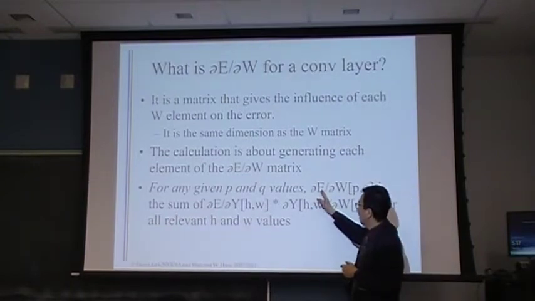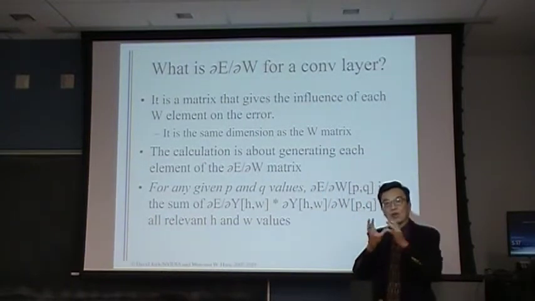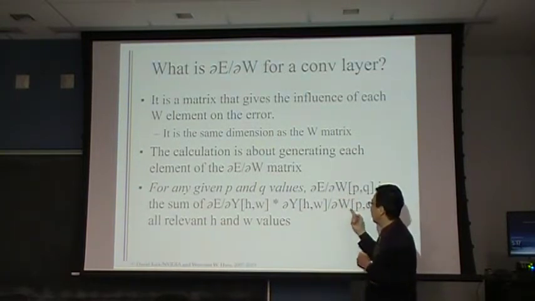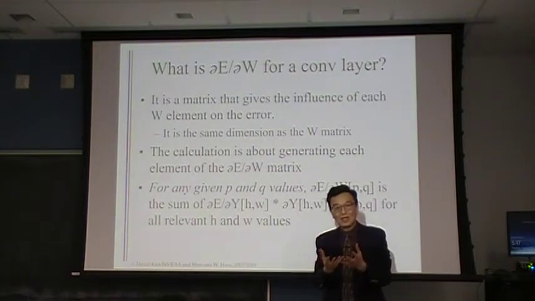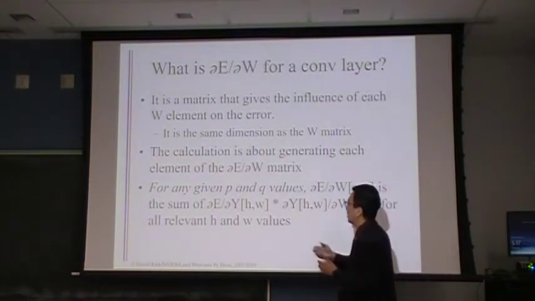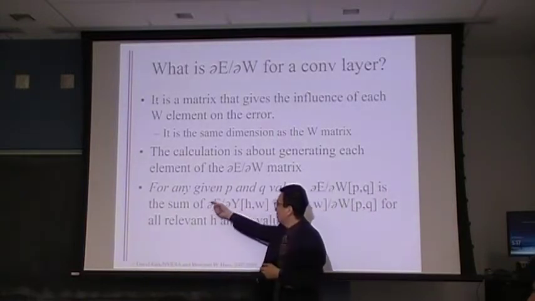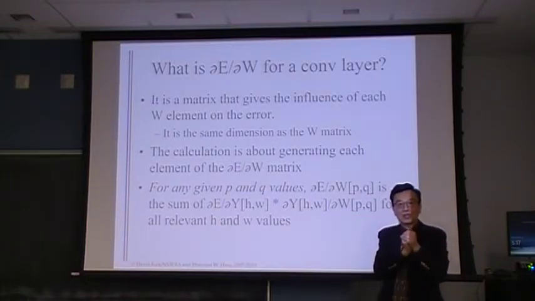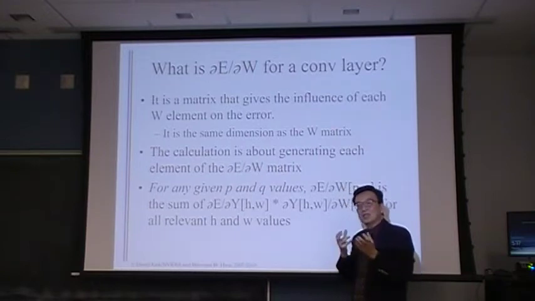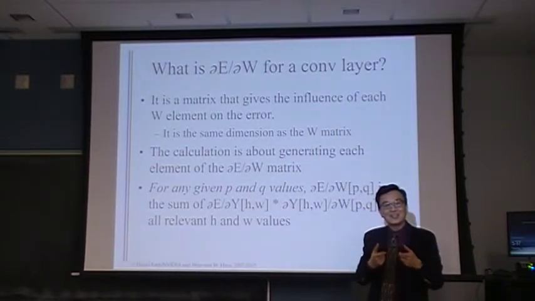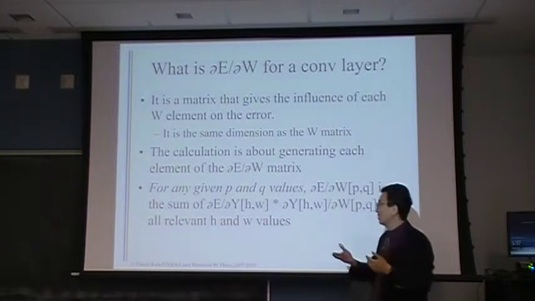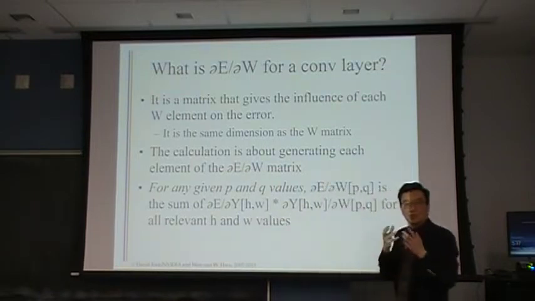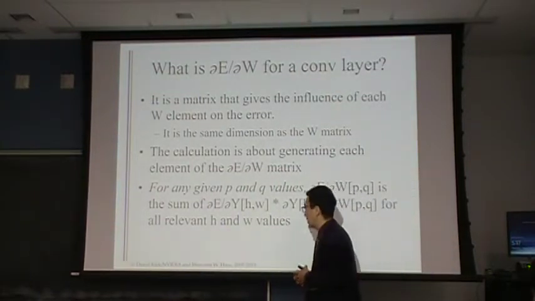Because E is going to be a function of your output, and the output is also a function of W, right? So when I try to figure out delta E, delta W, if I know delta E, delta Y, and I can derive delta Y, delta W, I multiply them together, I get the answer. But this needs to be done for every element, so all the answers are going to be marked with these indices, because we're calculating based on every element. Okay? Any questions?